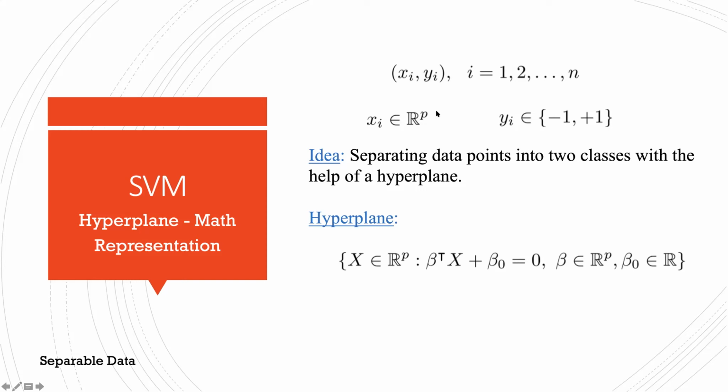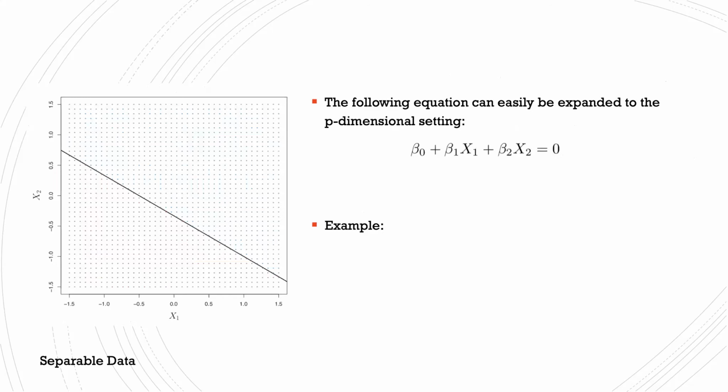And we are in p dimensions. The idea here is that we are separating the data points into 2 classes with the help of a hyperplane. Here is how we can define it. We have axes in p dimensions, and we will use that affine subspace to separate our data sets. This is a supervised learning method and also binary classification. I already talked about that. And here is how we can show it.